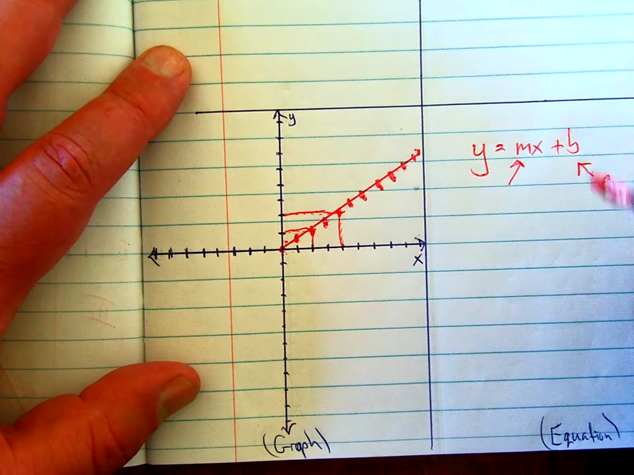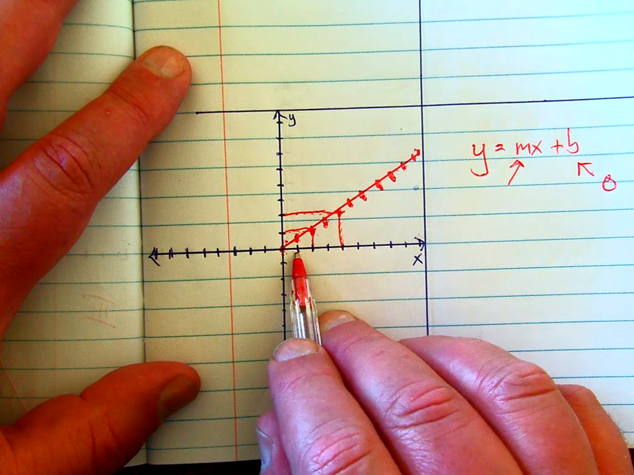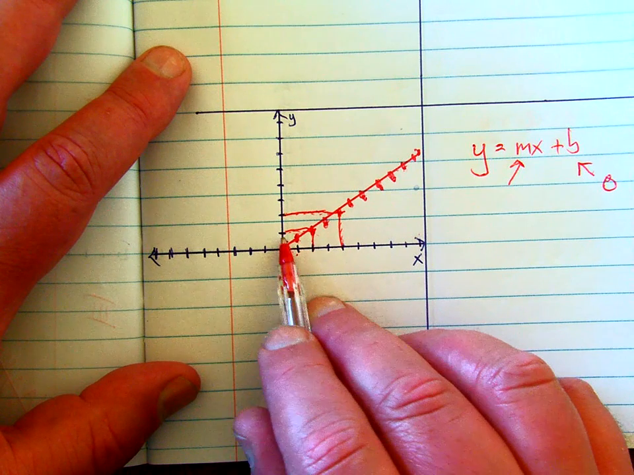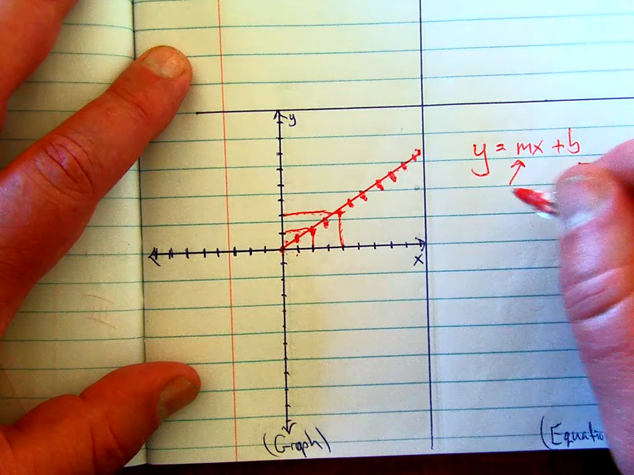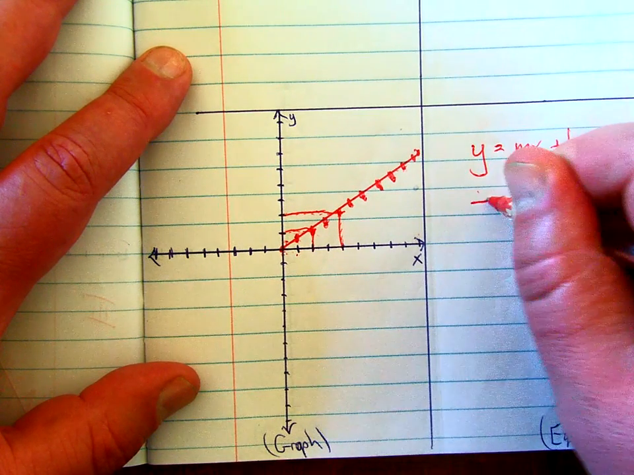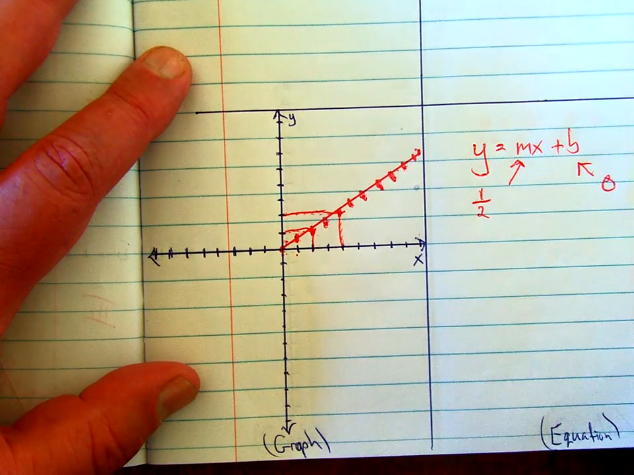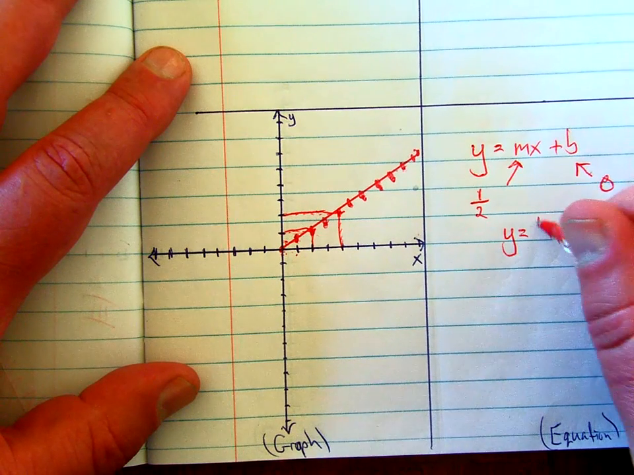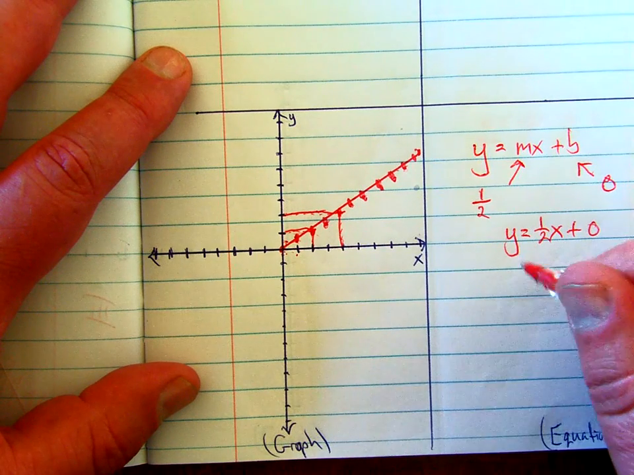And what is this value, the slope? When x is 1, y is a half. When x is 2, y is 1. So this thing is changing. When x goes up 2, y goes up 1. So this has a slope of a half. Y equals 1/2 x plus 0. Well, we don't even write that plus 0. This would just be y equals 1/2 x.